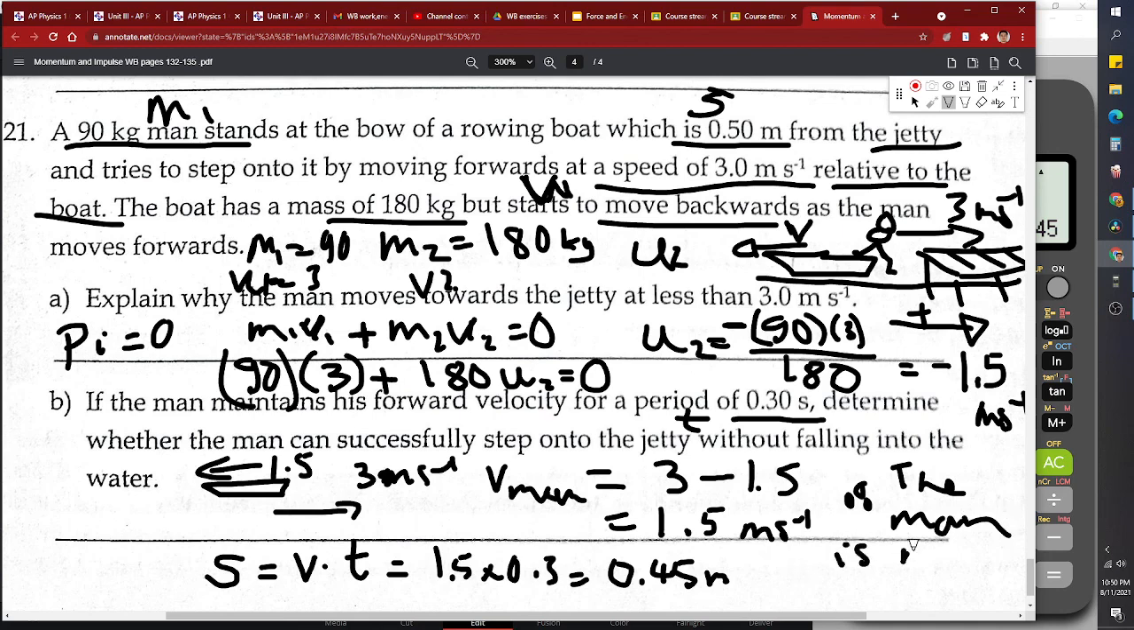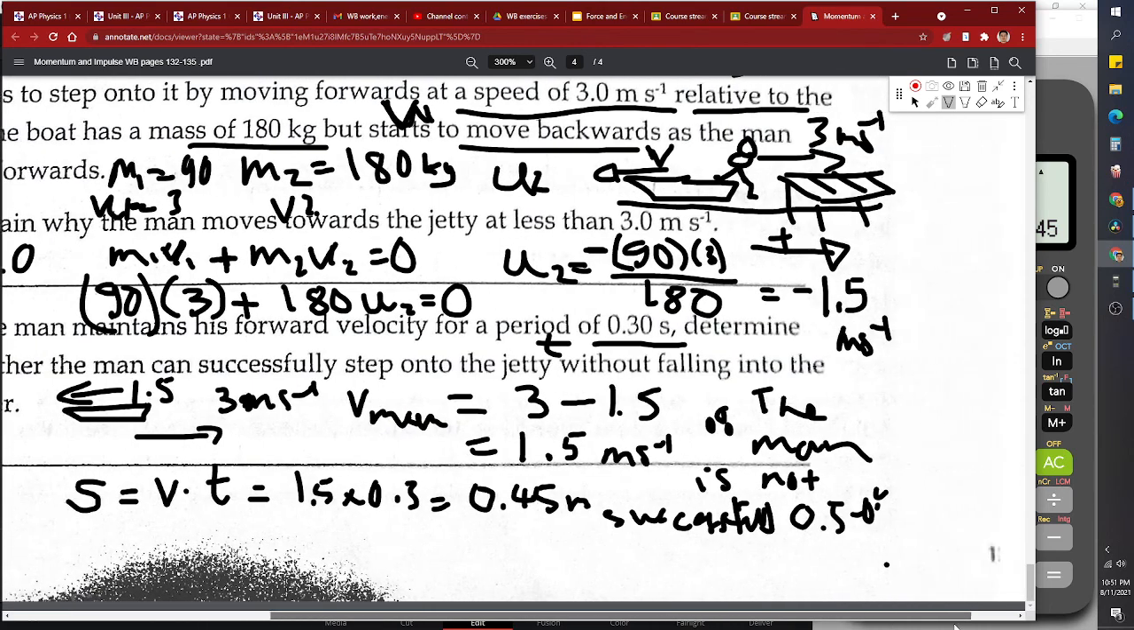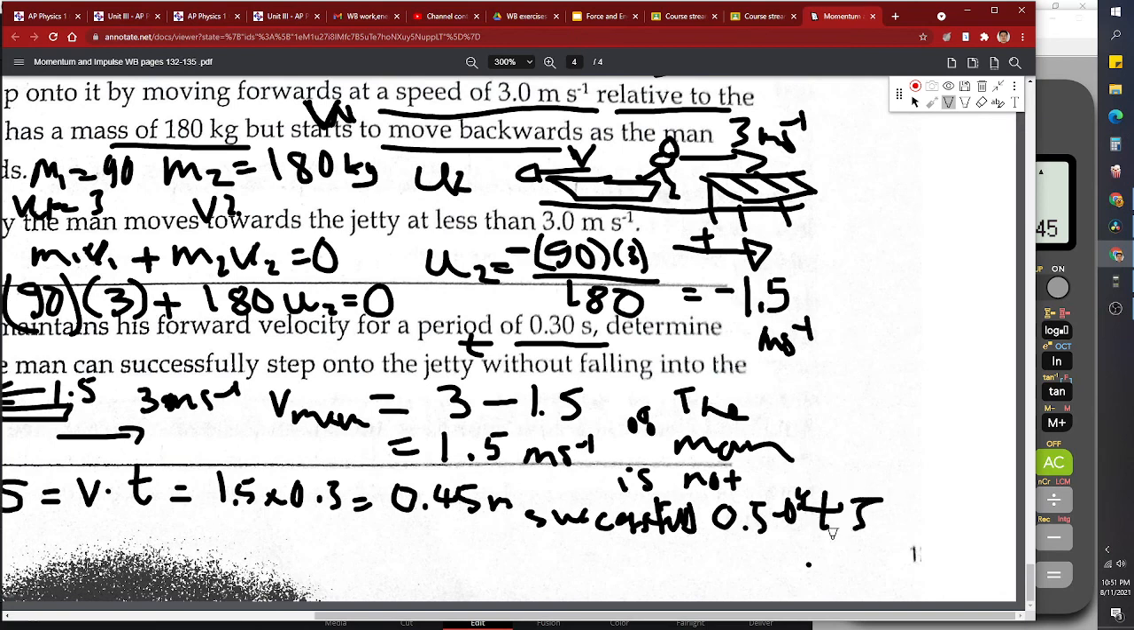So the man is not successful. And we can't just say something like that without showing proof. We just show, well, he's 0.5 meters, 0.45. He's going to be short, 0.05 meters short.